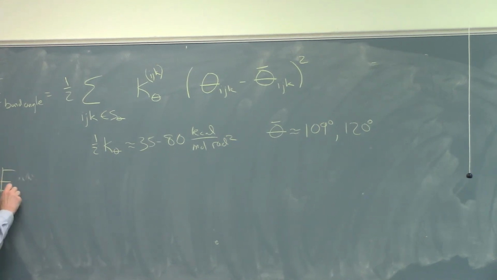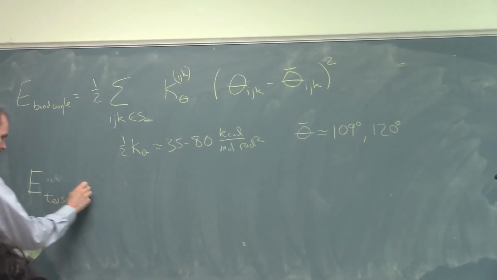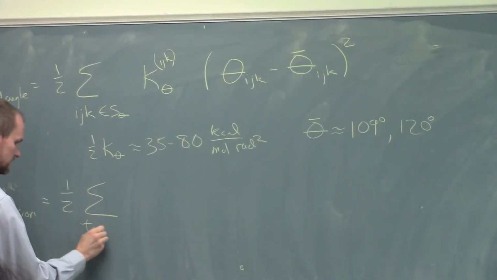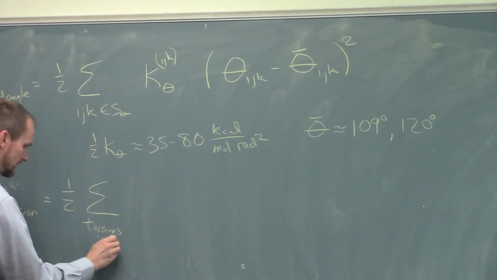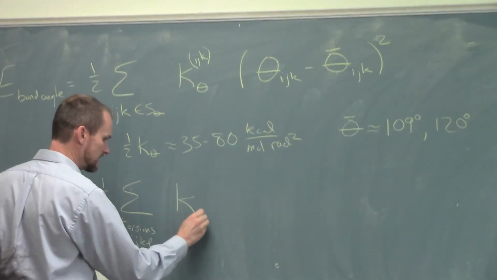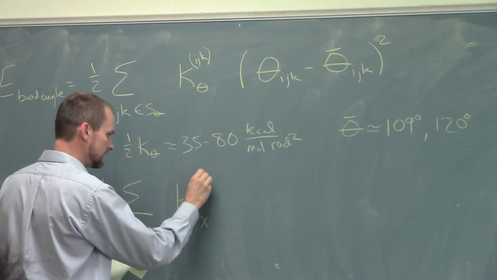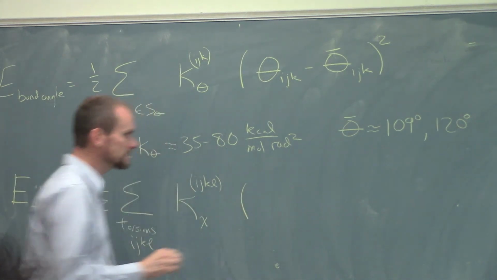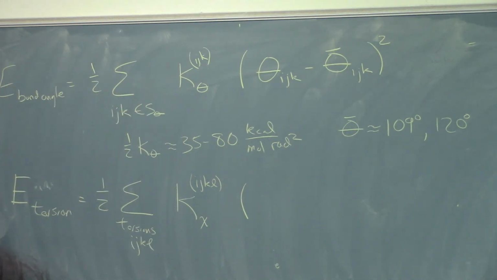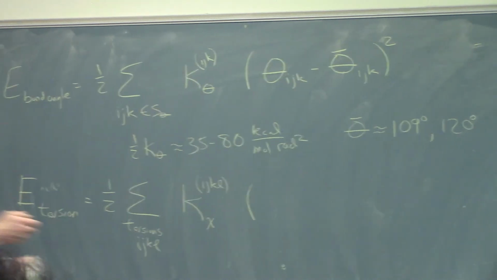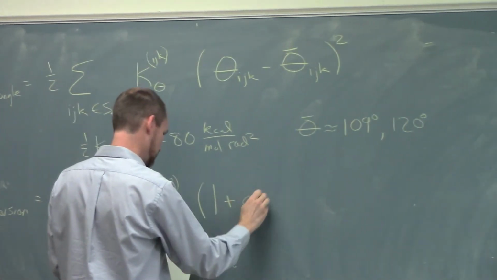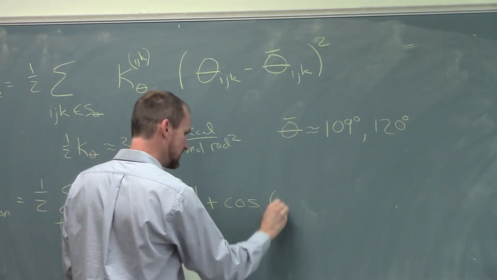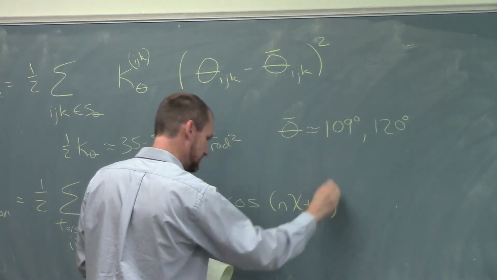So then the last one, energy of a torsion angle. All the torsion angles will be 1/2 sum over all the torsions, ijkl. We have a spring constant K chi, specific to the ijkl set. And this one's a little trickier because the torsions go around in a circle, so a quadratic doesn't work because that's not periodic. So we have a periodic function. So the typical molecular mechanics fields do 1 plus cosine of n chi plus delta.